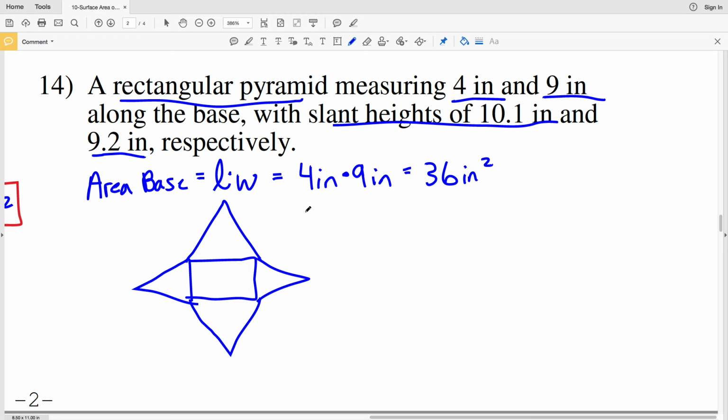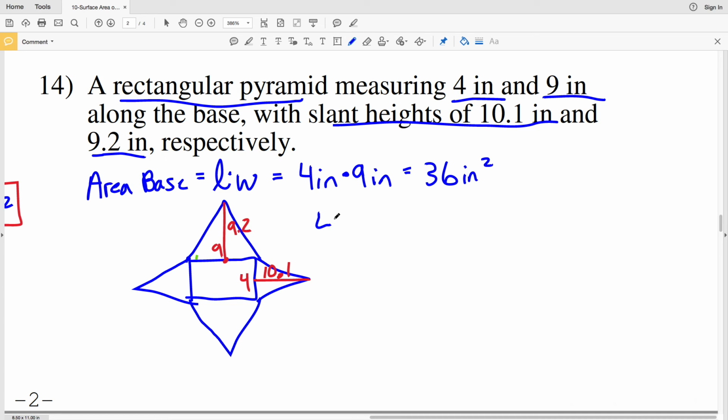So drawing the net really quickly for you, here we would have 9 inches on one side and 4 inches on the other side for the rectangular base. And the slant heights are 10.1 and 9.2 respectively. So that means that 10.1 is the slant height that comes from the edge that's 4 inches long, so this is 10.1, and 9.2 is the slant height that comes from the edge of 9 inches.